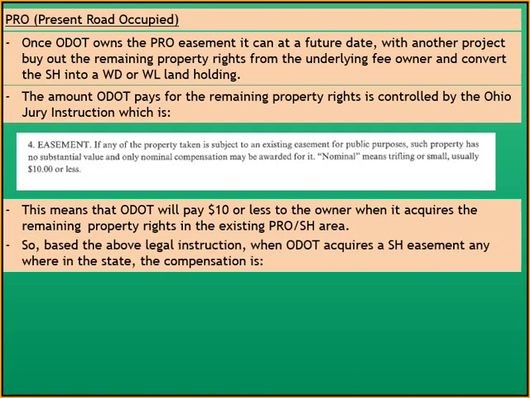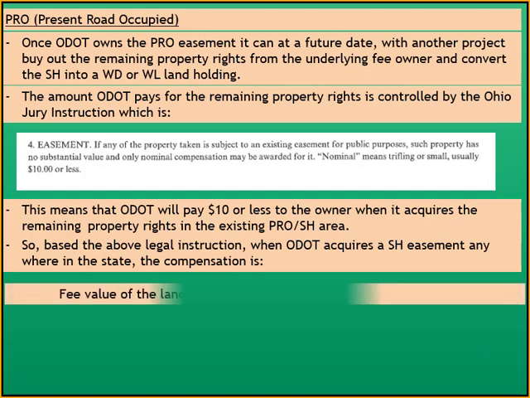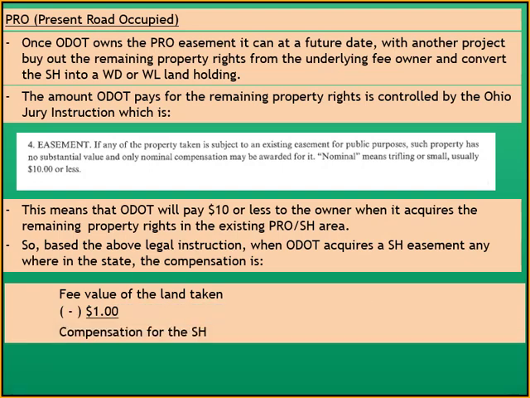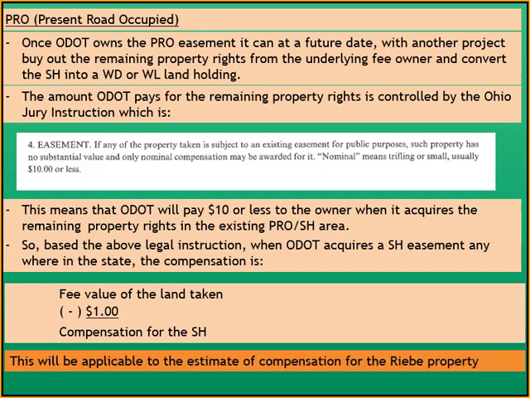So based on the above legal instruction, when ODOT acquires an SH easement anywhere in the state of Ohio, compensation is going to be fee value of the land taken less $1, and that will be the compensation for the SH easement that's taken. This is going to be applicable to the estimate of compensation for the Ribe property, parcel 10.